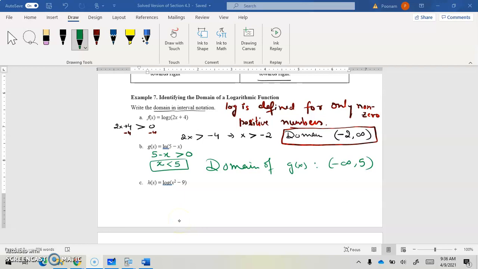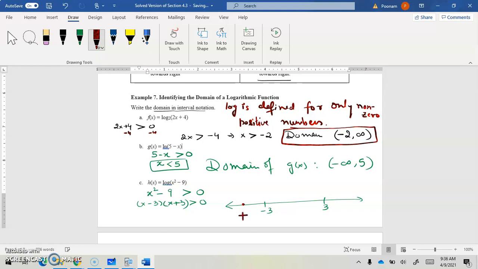Next we have h of x is equal to log of x squared minus 9. So that means x squared minus 9 should be strictly positive. x squared minus 9 is x minus 3 times x plus 3, which should be strictly positive. So on the number line, I have 3 somewhere and I have negative 3. If I pick a point less than negative 3, this number would be negative. This number would be negative too. So this function is positive here.